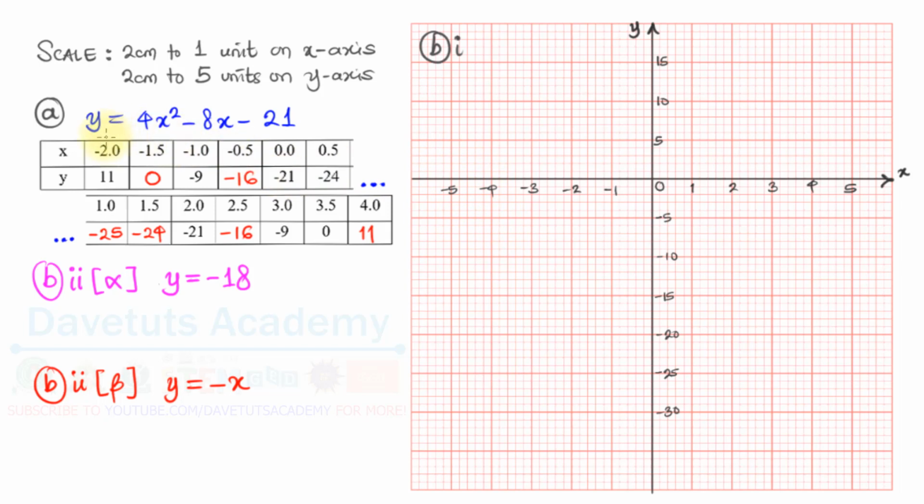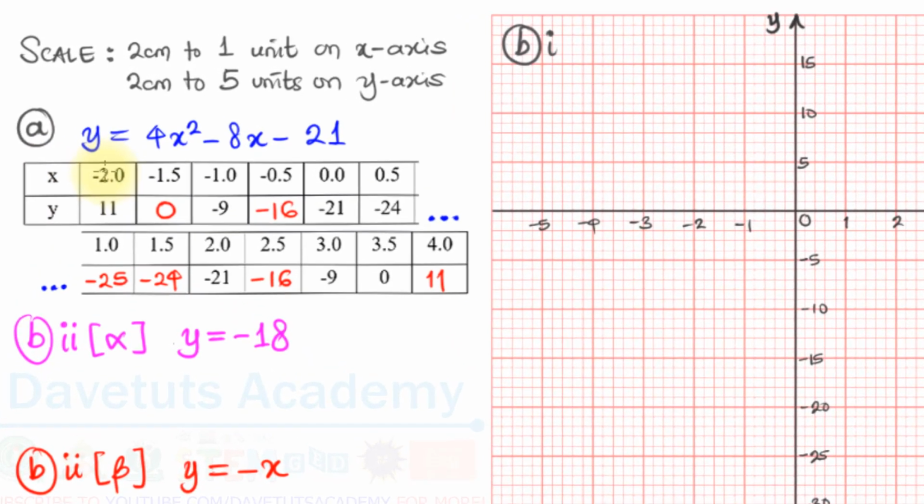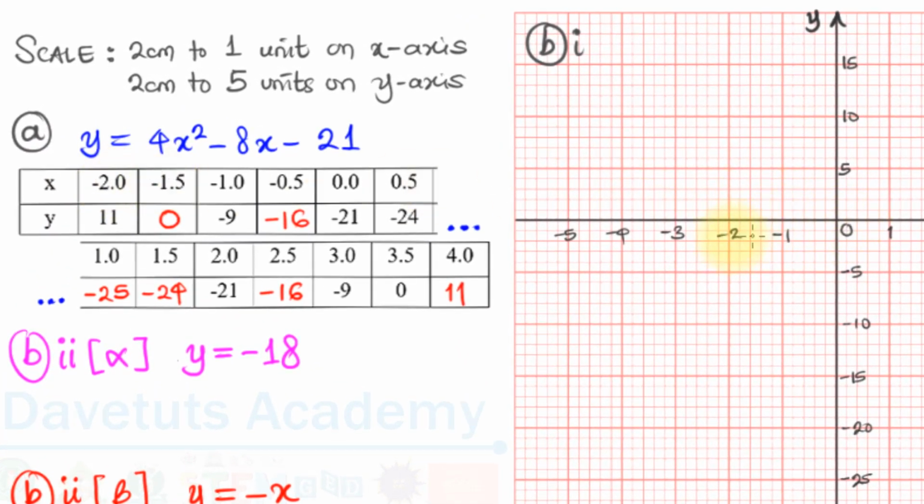Then we now need to plot in the graph of y is equal to 4x squared minus 8x minus 21. We are going to be taking the corresponding values. For example, when x is minus 2, we need to locate minus 2. So here, this is minus 2. Yeah, that's minus 2. And then y is 11.